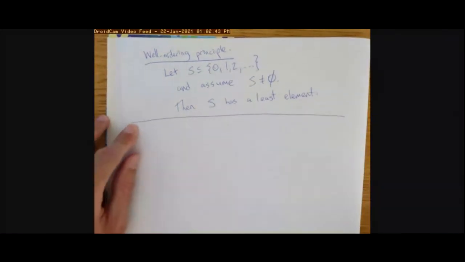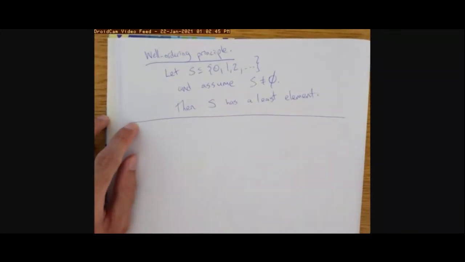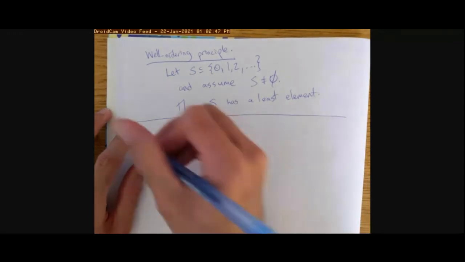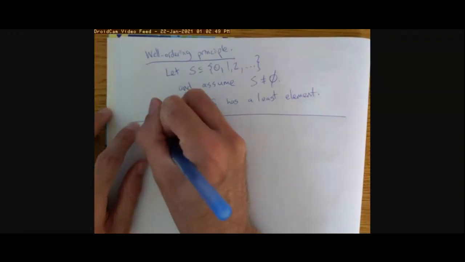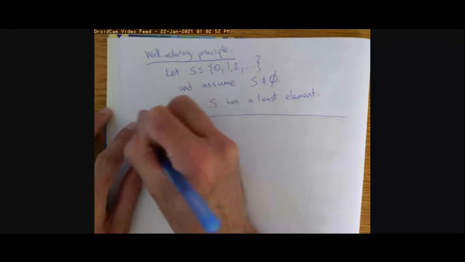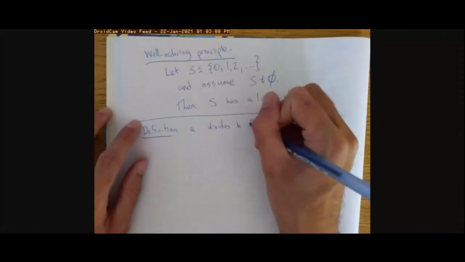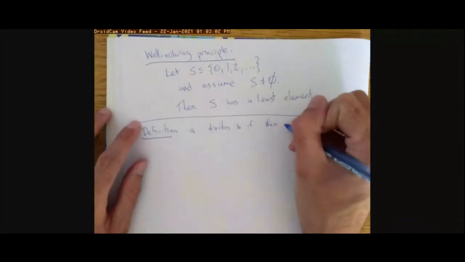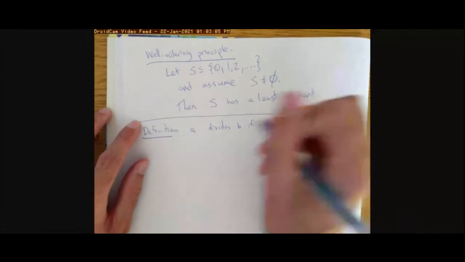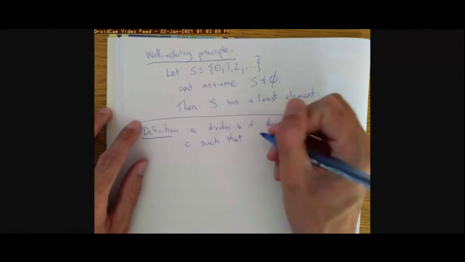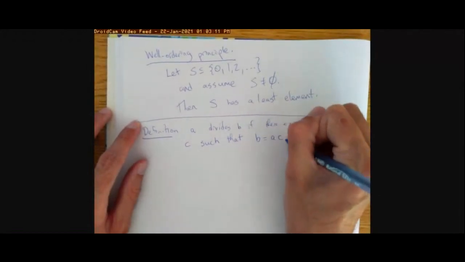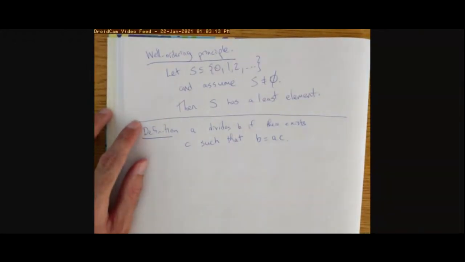Okay, so the first thing we want to define is divisibility. We're talking about integers. So A divides B if there exists C such that B equals AC.